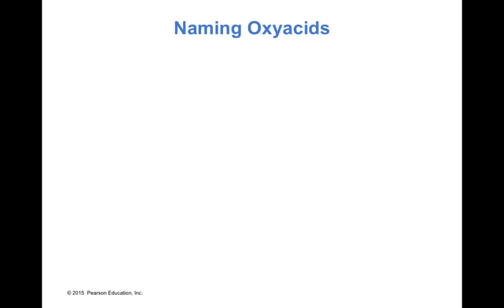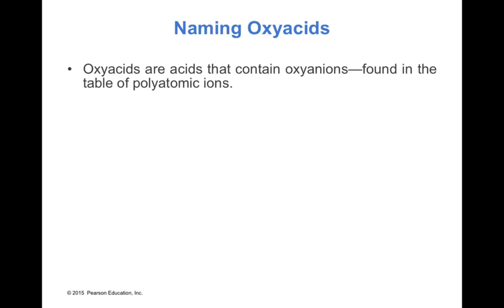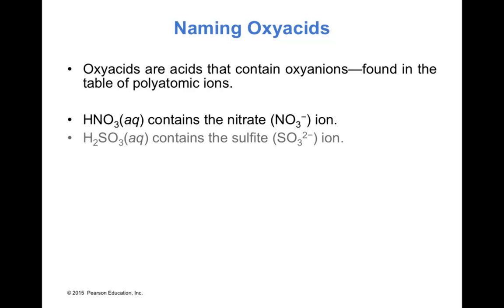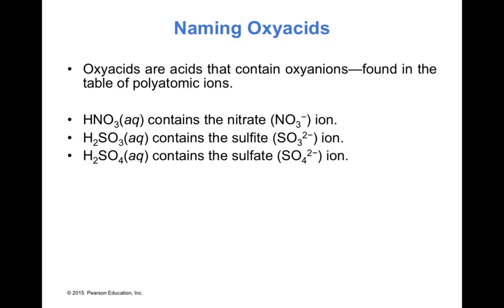Now we also have oxyacids. These are acids that contain oxyanions found in the table of polyatomic ions that we saw before. HNO3 contains a nitrate ion. H2SO3 contains the sulfite ion. And H2SO4 contains the sulfate ion.